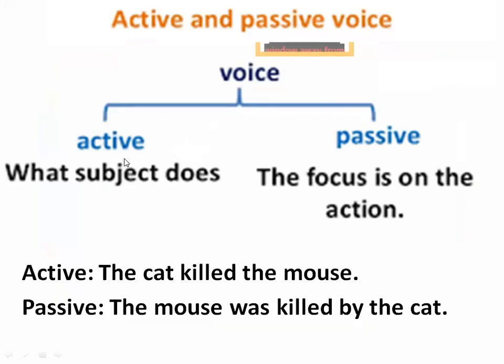In active, we learn what the subject does, but in passive we particularly focus on the action performed by the subject. For example, active: the cat killed the mouse, and the passive is: the mouse was killed by the cat. It means you have to give the passive of that sentence.